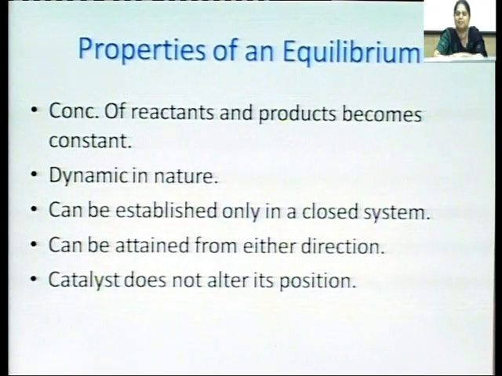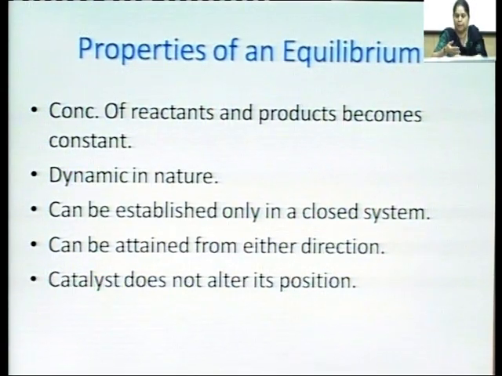Another characteristic or property of the equilibrium is that it can be attained from either direction. It means whether we take the reactants or we take the products, the same equilibrium will be established, provided all the other parameters are kept constant. It does not matter whether you are starting with reactants or with products.